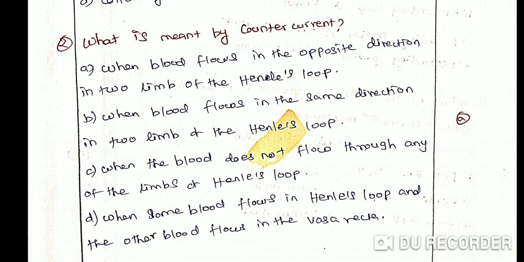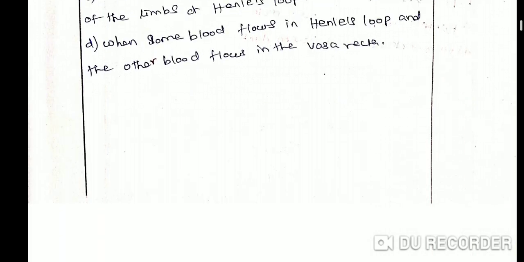Explanation: as the flow of filtrate in the two limbs of Henle's loop is in opposite directions, it forms a counter current. The flow of blood through the two limbs of vasa recta is also in a counter current pattern.